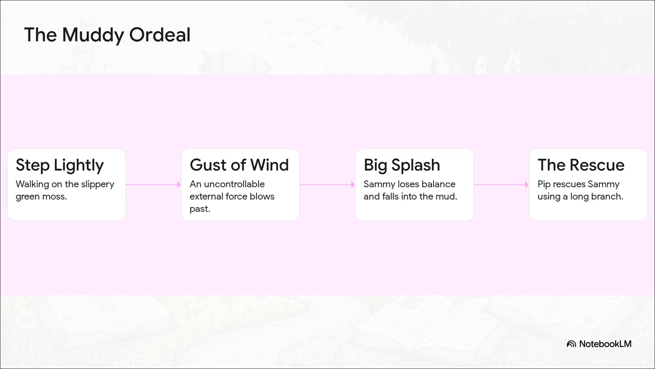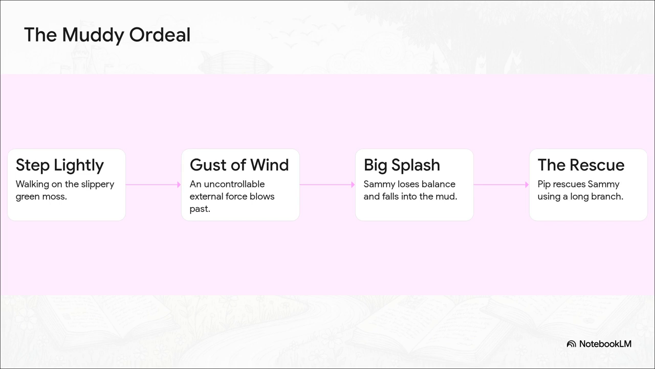Here, our heroes hit a wide, muddy stream crossed by an old, moss-covered bridge. Let's walk through the physical action of this ordeal step by step. Step 1. They have to step super lightly on this slippery green moss, and the bridge is creaking and wobbling, which builds the tension perfectly.